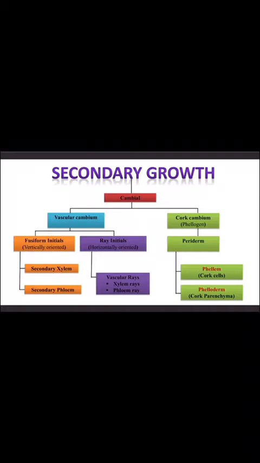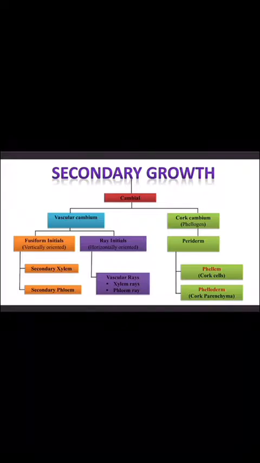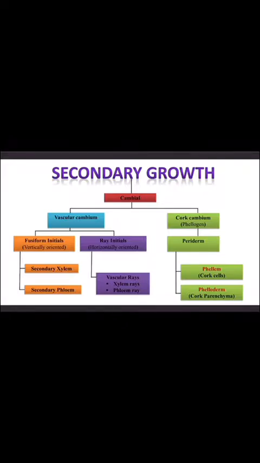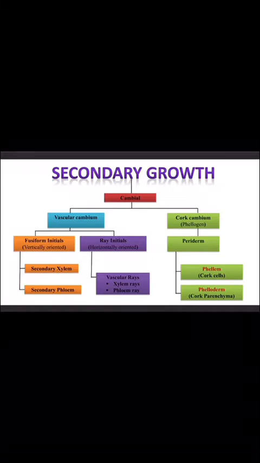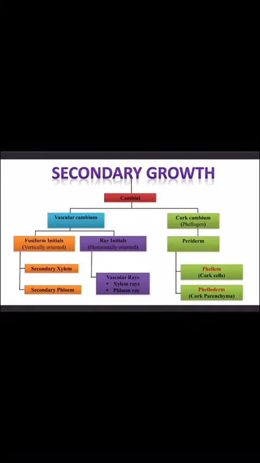And coming to this side, vascular cambium cells are of two types. One is fusiform initials, they are vertically oriented, and ray initials, horizontally oriented. So fusiform initials and ray initials. And fusiform initials give rise to very important secondary xylem and secondary phloem. That will add girth to vascular bundles. And ray initials, which are horizontally oriented, will give rise to medullary rays in the secondary tissue, that is vascular rays, xylem rays and phloem rays.